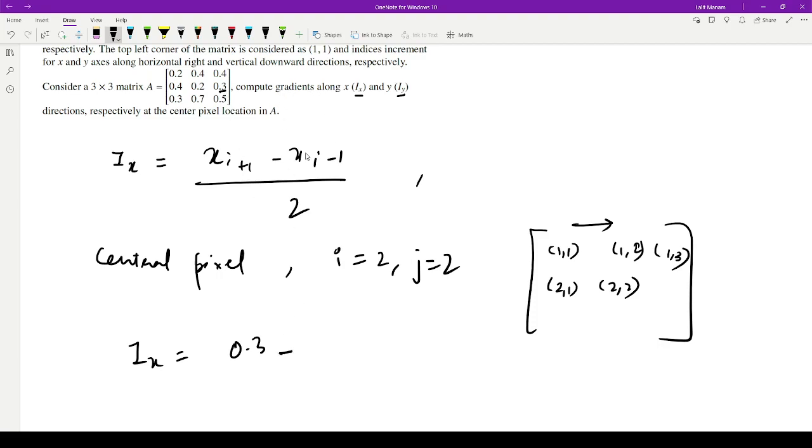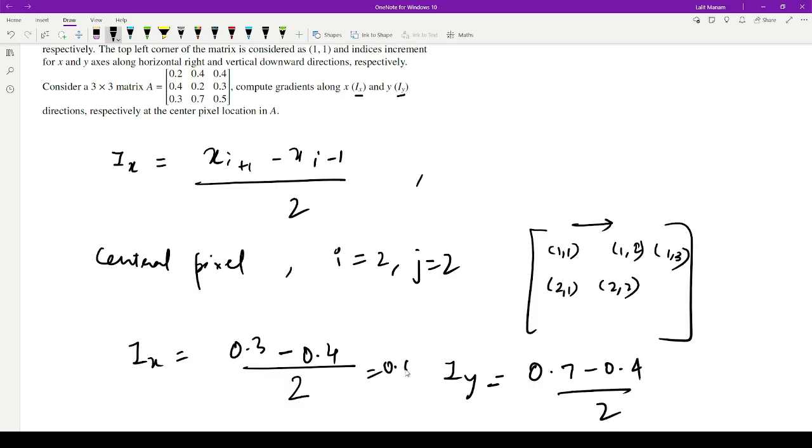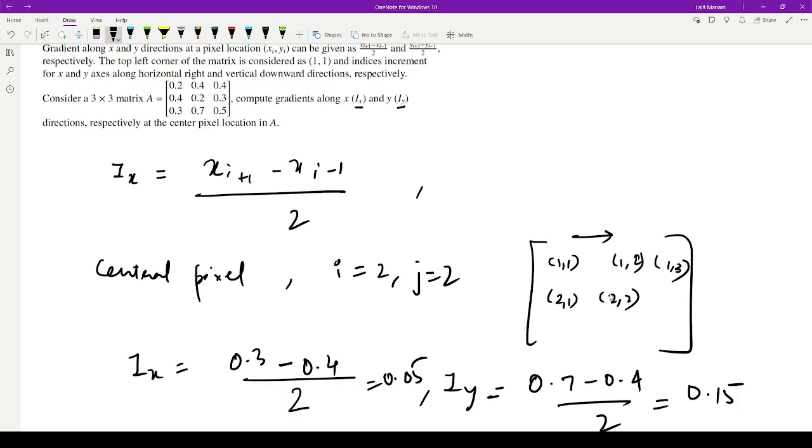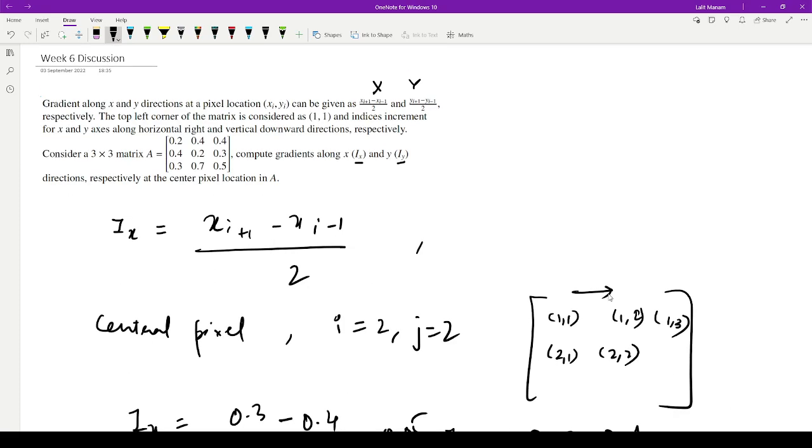So it is 0.3 minus x of I minus 1, which is 0.4, given the central pixel location has 0.2. So it's (0.3 minus 0.4) by 2. And similarly for Iy, it is 0.7 minus 0.4. So this turns out to be 0.05, and I guess this turns out to be 0.15. Yeah, the first question is pretty simple. Any doubts in this question?